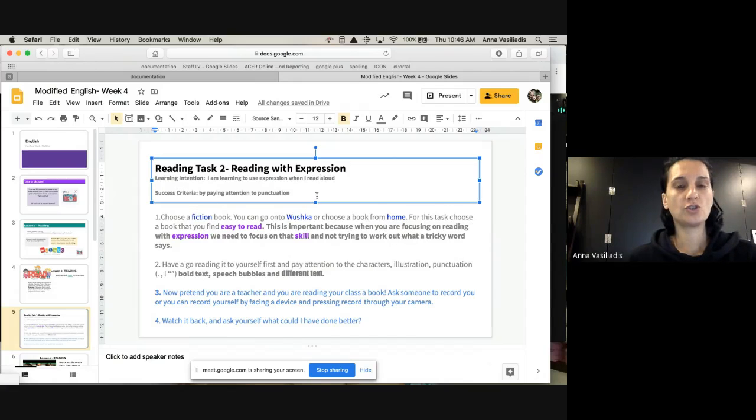Once you have chosen your book, pretend like you're the teacher and you're reading the book to your class. Have a go at reading it a few times, making sure that you use expression, and then record yourself. So you might like to set up your device in front of you and just press record, so you can go back and watch yourself, or you can get someone to record you, might be a parent. Watch it back and see what you think. Did you do a good job? Do you think you could have done it better? Were you paying attention to the punctuation or the characters in the story?